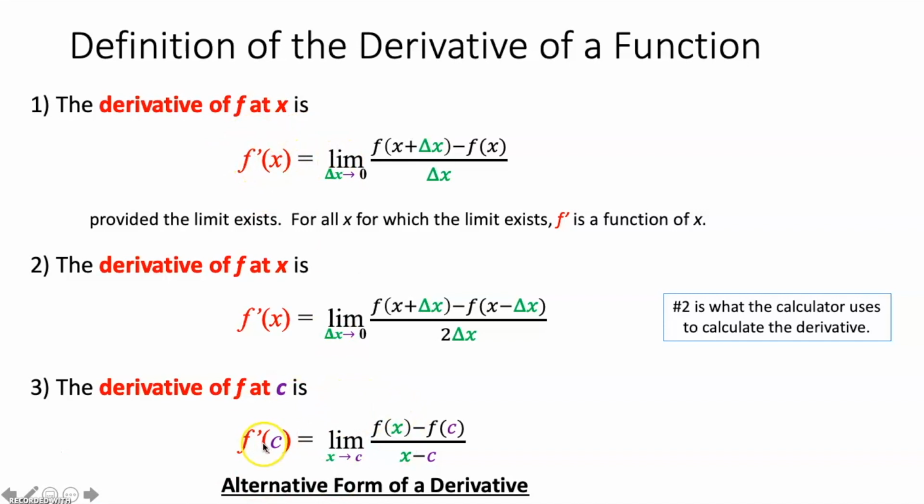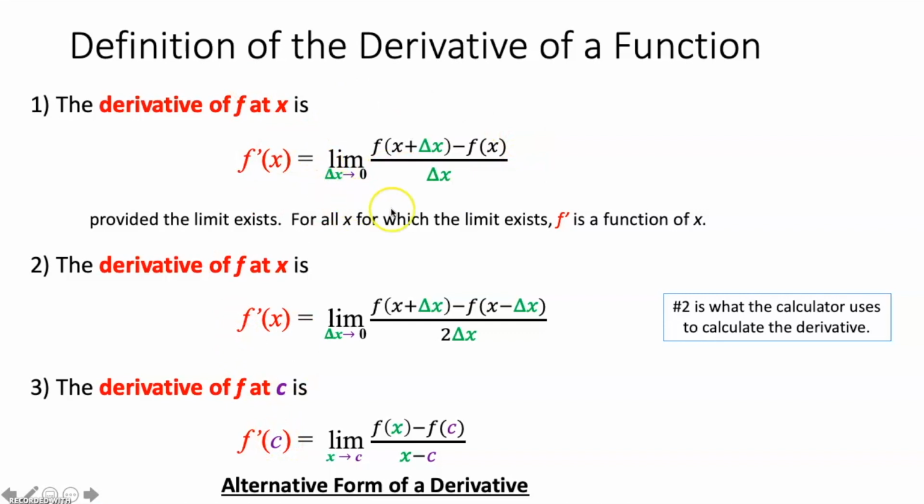But here, let's say I have f prime of c. c is a particular x value that I'm going to plug in. So if I do this, it's going to give me the slope of the function at a particular x value. It's going to give me a number. So if I use this, the alternative form of the derivative, it will give me a number. It will give me the slope of the tangent line to the graph at that particular x value, c. It will give me the instantaneous rate of change of the function at x is equal to c. It will give me the derivative of the function at x is equal to c.